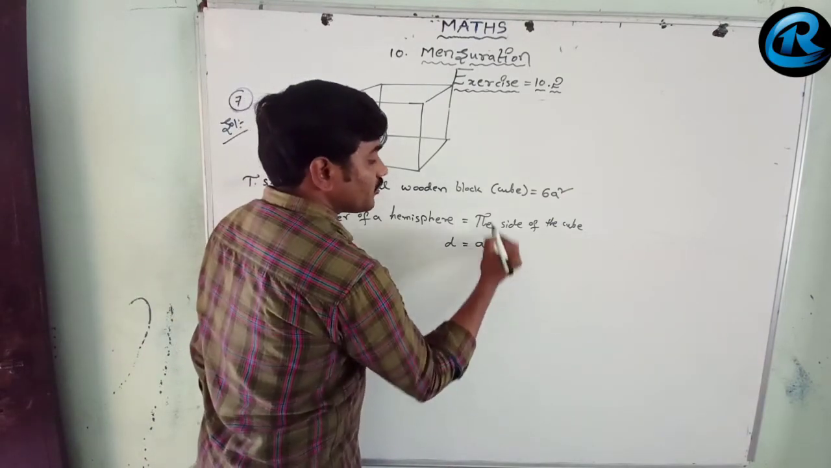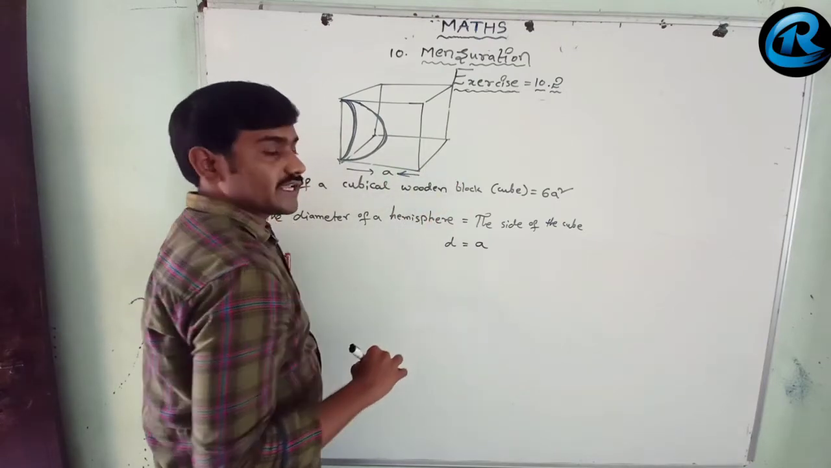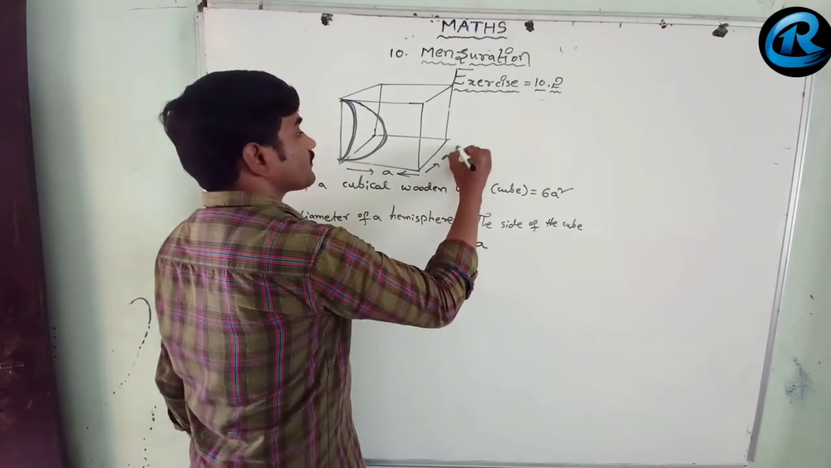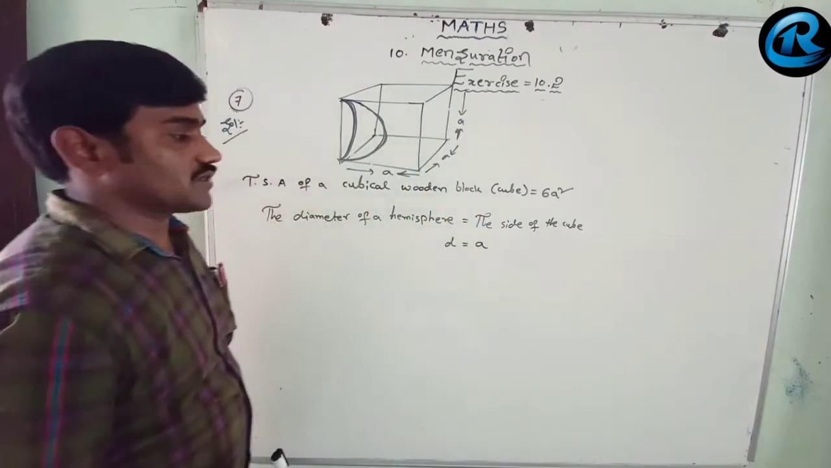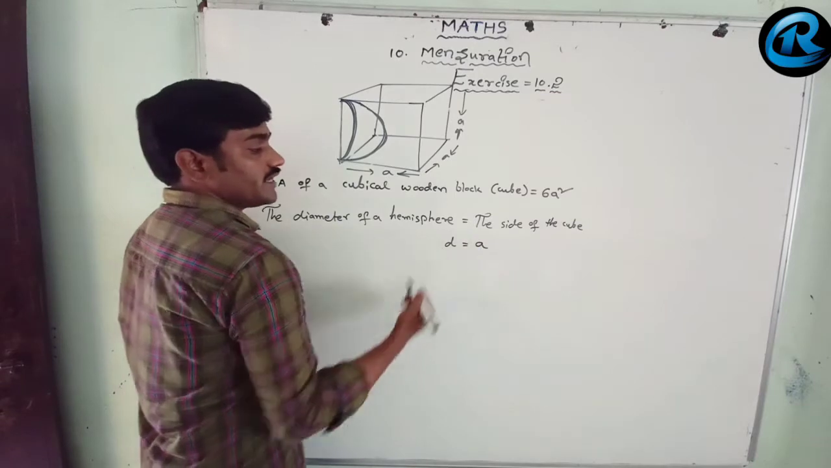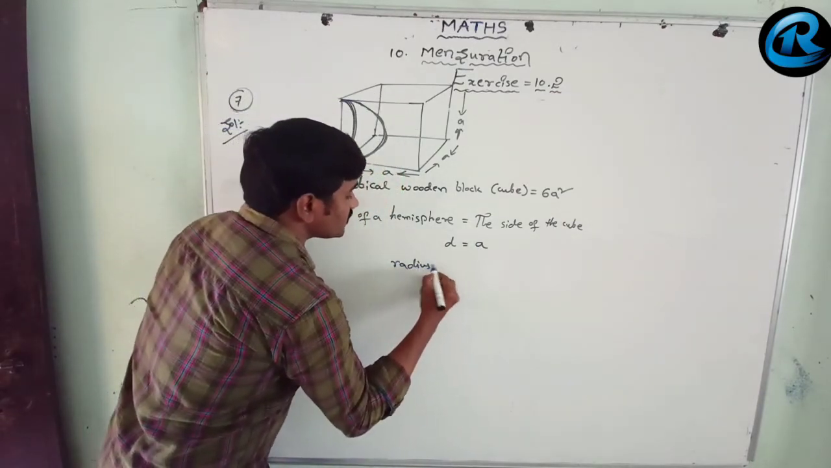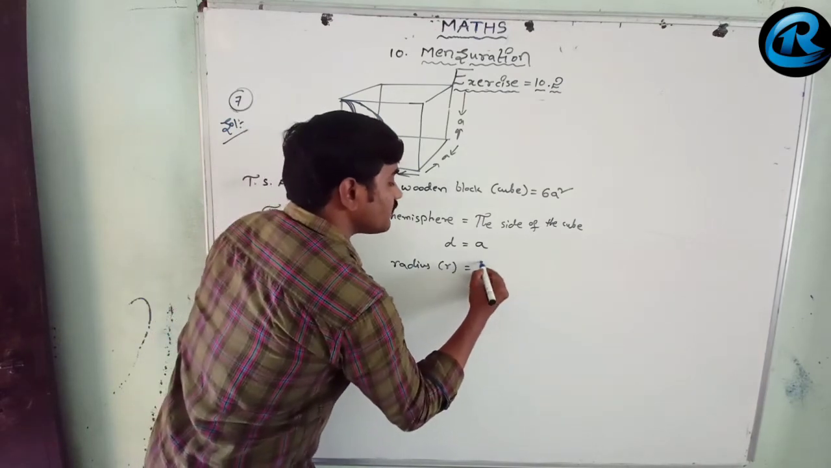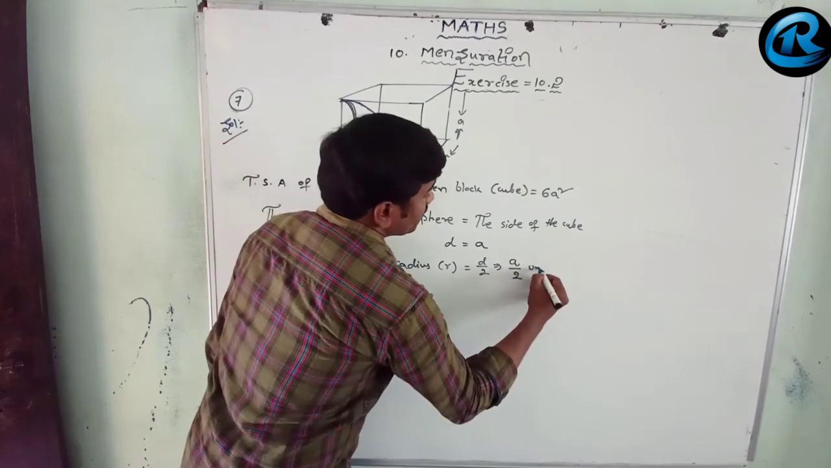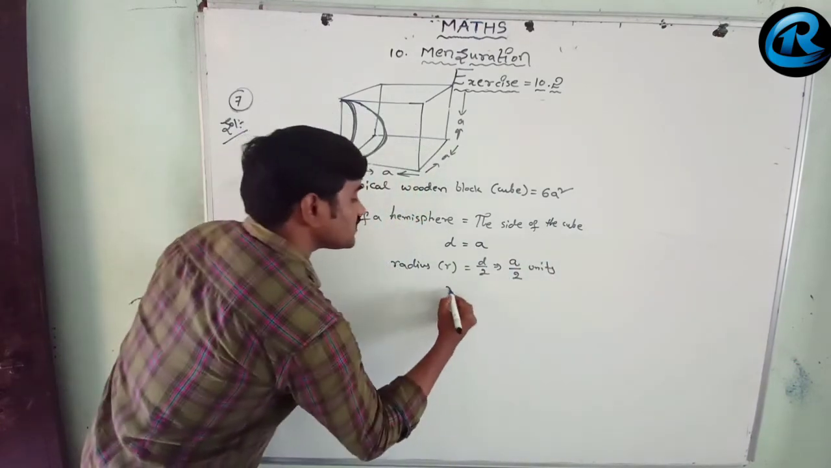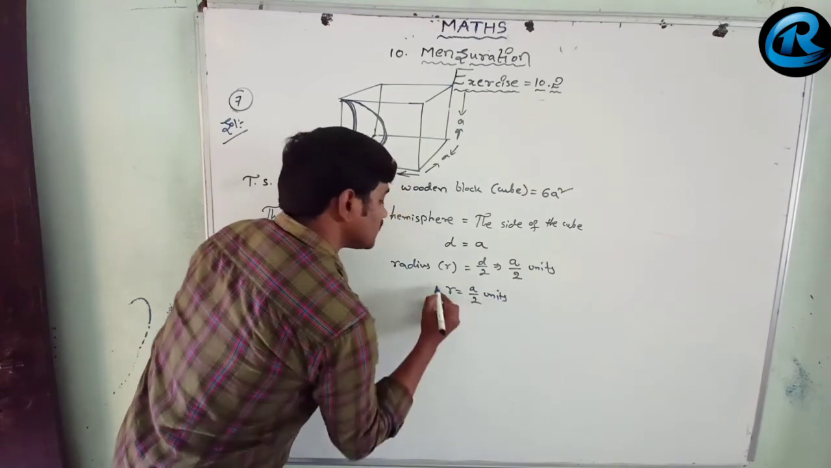What will the side of the cube be? Let us take the side of the cube as a units. As we know, all the sides will be equal in the cube, since a cube is made up of squares. If the diameter d is a units, then what will the radius be? The radius r equals d by 2, nothing but a by 2 units. That means r equals a by 2 units.